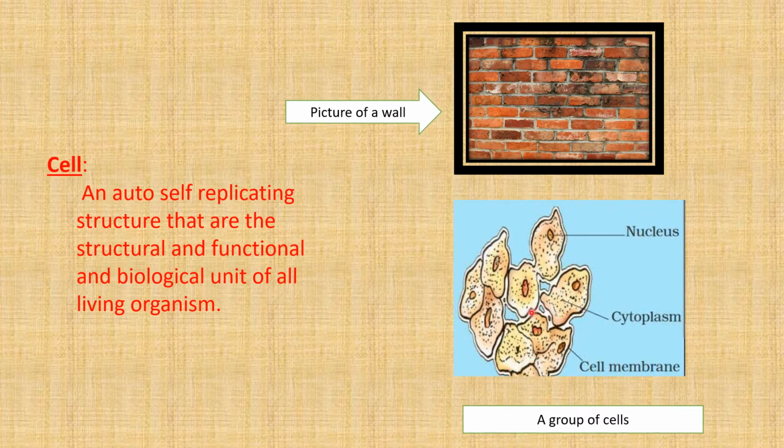Here you can see these are the cells, a group of cells. The same thing here, you can see the bricks. In the same way, this single small room-like structure is called a cell, and inside the cell you can see some dots. This is the liquid form of the cell, called cytoplasm, and the outer structure is called the cell membrane. Inside, one spherical structure you can see is called the nucleus.